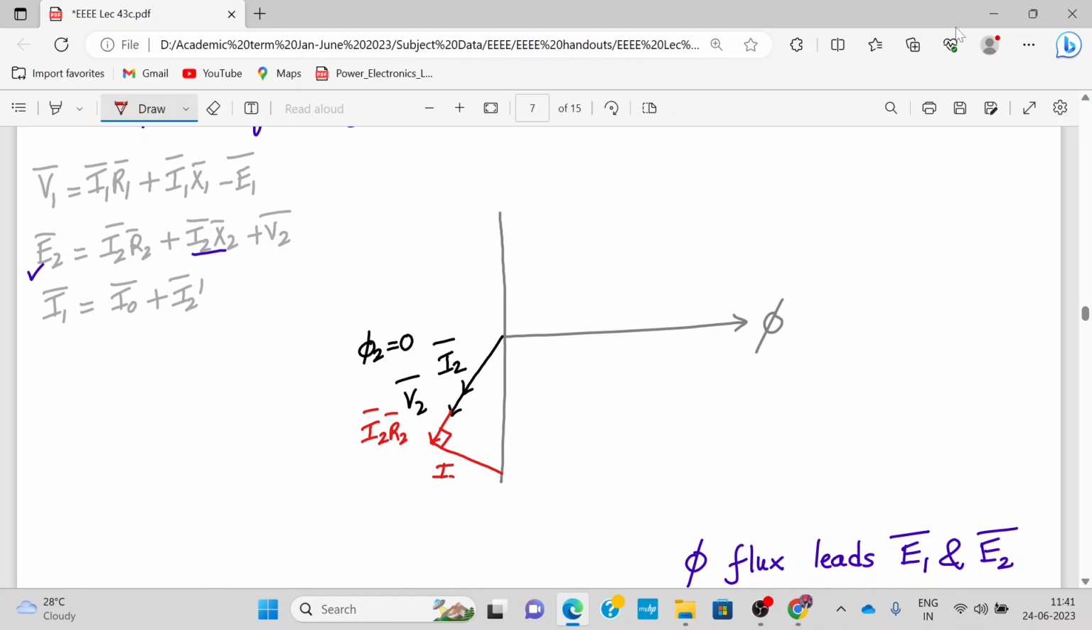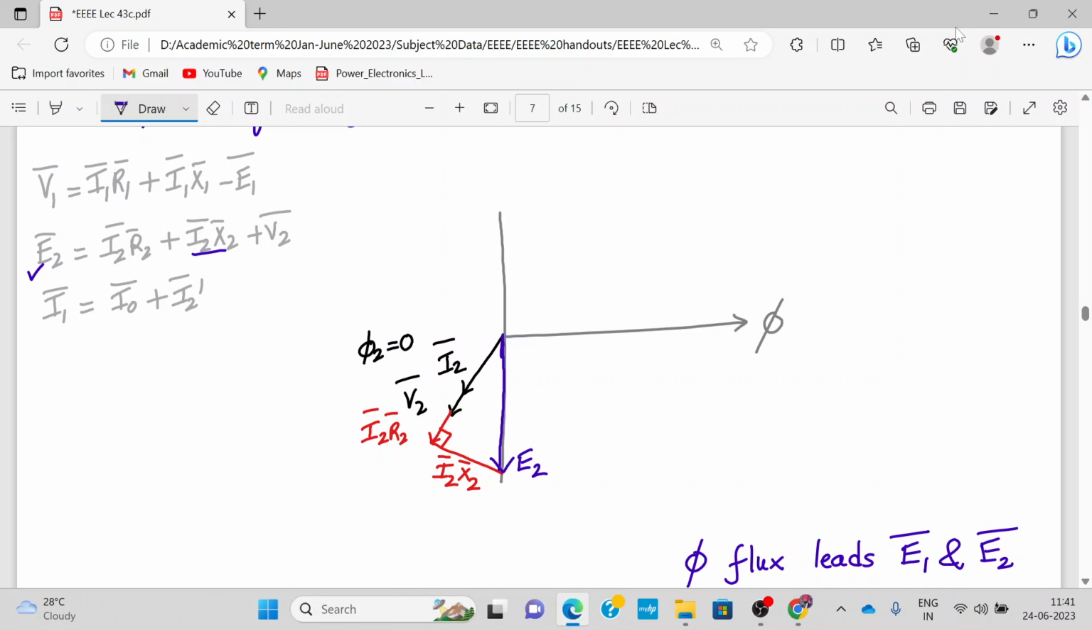Why this will be 90 degrees, I will be telling you shortly. This is I2 X2 bar, so this will be the I2 X2 drop. The resistive drop I2 R2 will be leading the inductive drop I2 X2 by 90 degrees, right? And the vector sum of all of them will be equal to E2. So I2 R2 plus I2 X2 plus V2 will lead to E2. So now we'll draw E2. This much is E2.